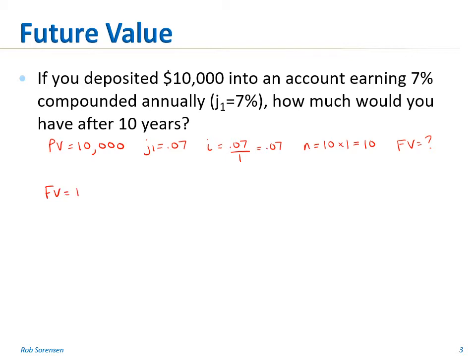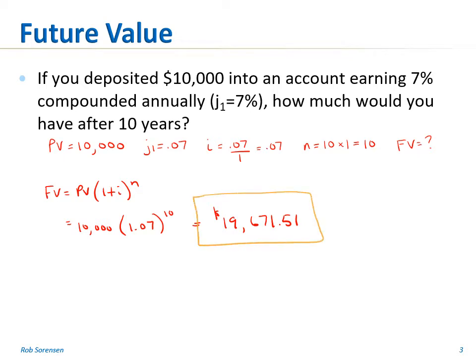The future value is present value times 1 plus i to the power of n, which in this case is 10,000 times 1.07 to the power of 10. If we work all that out in our calculators, we get $19,671.51. So after 10 years, our money will nearly have doubled. It'll have gone from $10,000 up to $19,671.